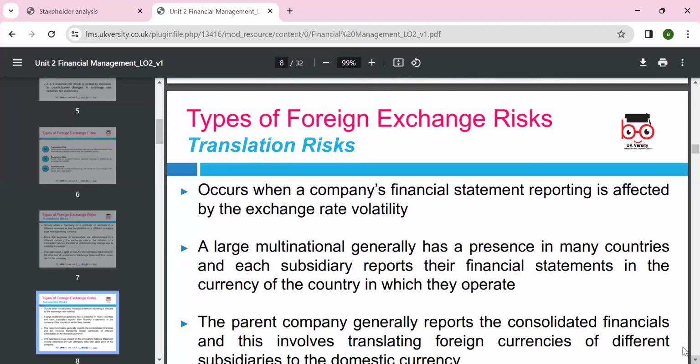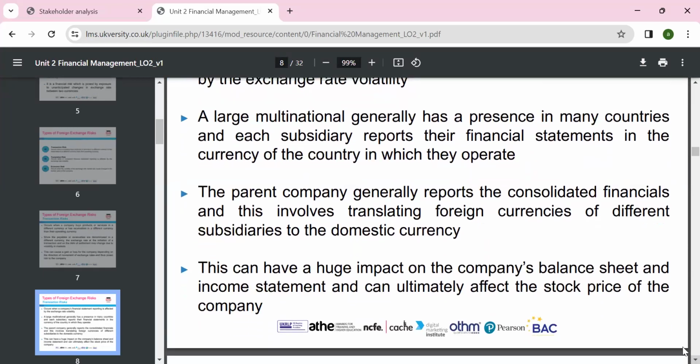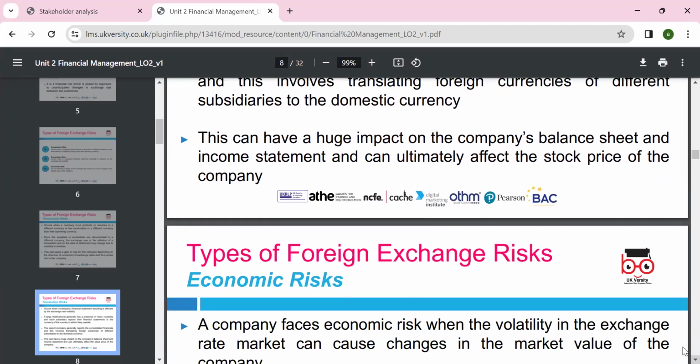Okay, so the types of foreign currency risk. Translation risk occurs when the company's financial statement reporting is affected by volatile exchange rates. A large multinational generally has a presence in many countries, and each subsidiary reports its financial statement in that local currency. Then the consolidated group statement can be prepared in one currency. The parent company generally reports the consolidated statement, including the translated foreign currency of different subsidiaries in the domestic currency. This can have a huge impact, and we can hedge against foreign currency if we are dealing with payments and trading.